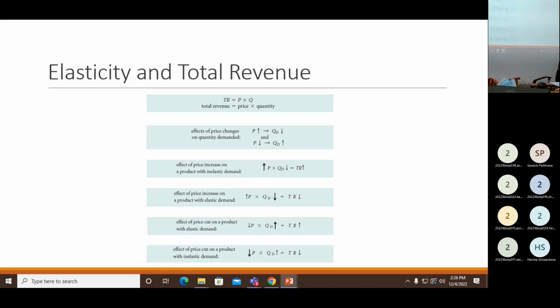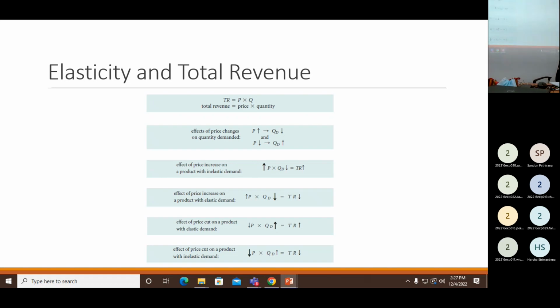Okay. Effect of a price cut on a product with inelastic demand. It's the other way around for an inelastic demand curve. If you drop the price, your quantity demanded will increase, but only slightly. So dropping the price is not beneficial, because quantity demanded responds only in a small percentage. So your total revenue will not increase, it rather decreases.